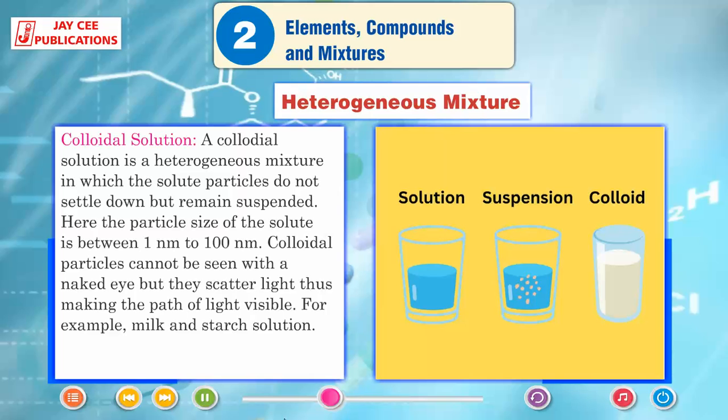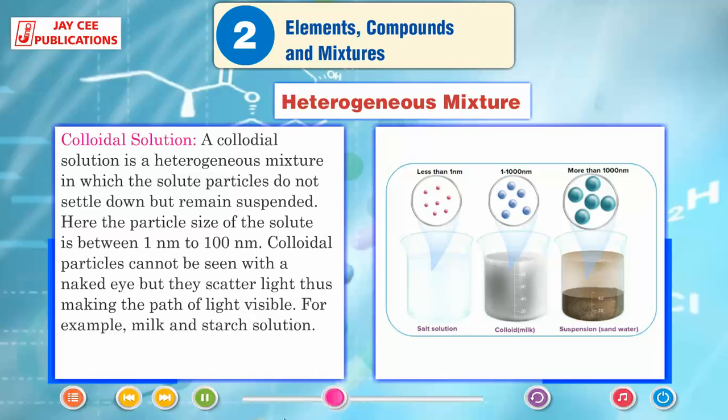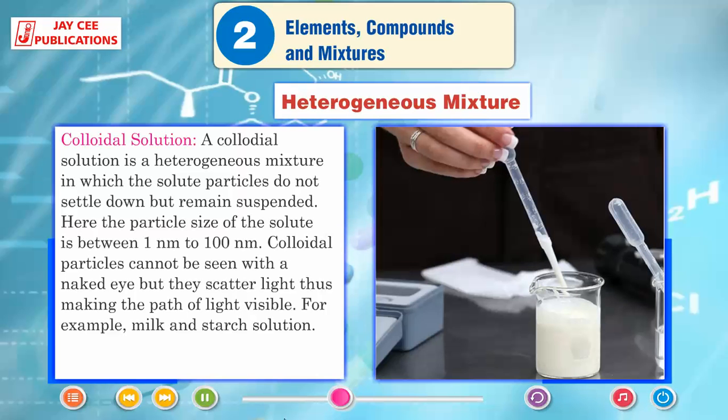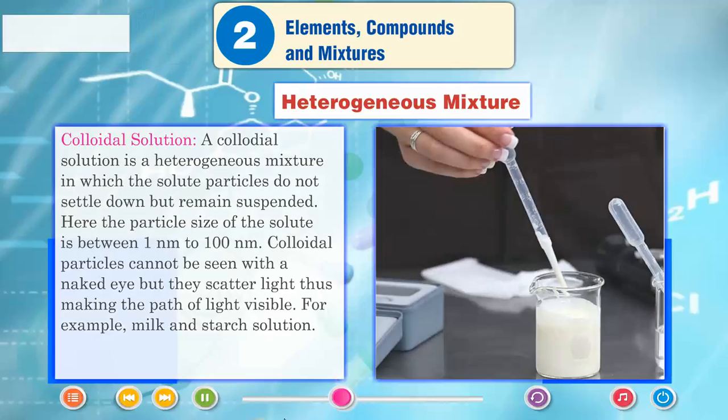Colloidal solution. A colloidal solution is a heterogeneous mixture in which the solute particles do not settle down but remain suspended. Here the particle size of the solute is between 1 nm to 100 nm. Colloidal particles cannot be seen with the naked eye but they scatter light, thus making the path of light visible. For example, milk and starch solution.